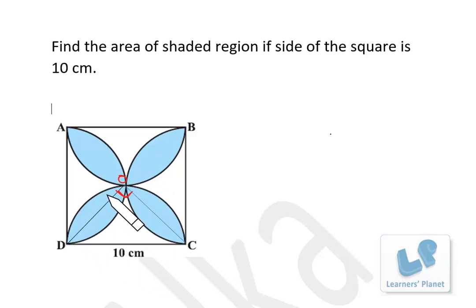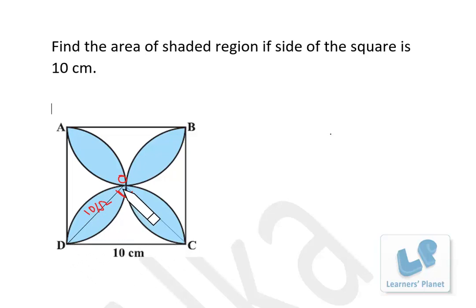Now since ODC is a right angle triangle, this length will be 10 by root 2, this length will be 10 by root 2, right? Suppose this length is x, this length is x, then x square plus x square is 100, so x will be 10 by root 2. So this length is 10 by root 2, right, and this length will also be 10 by root 2.